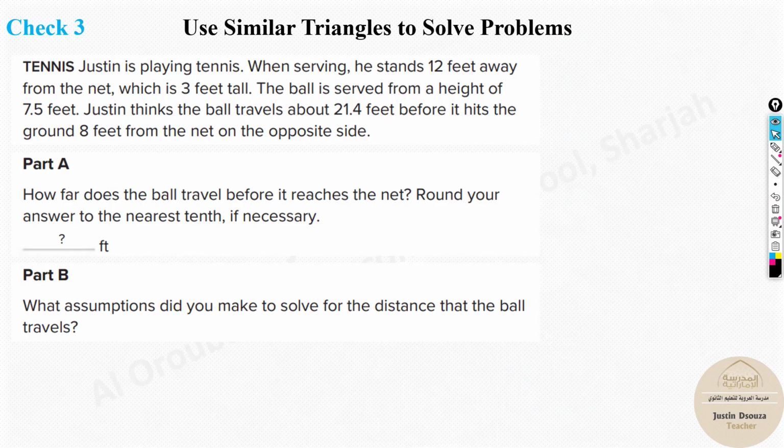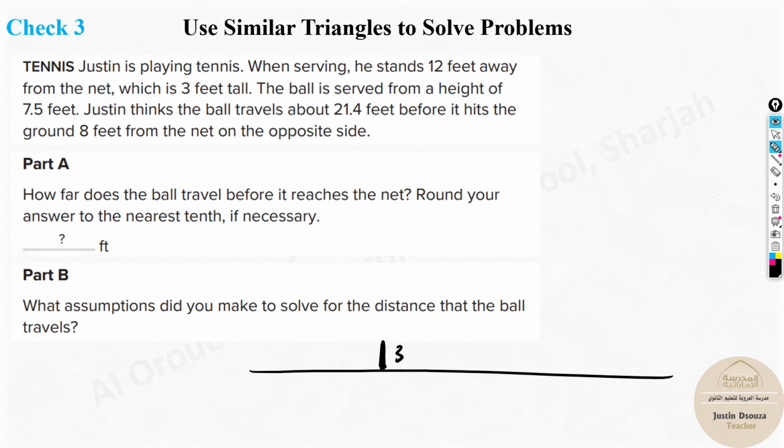That's it. So now we have a real world problem, and it's about me over here, Justin. I'm also Justin. Let's see this. Tennis. Justin is playing tennis. When serving, he stands 12 feet away from the net, which is 3 feet tall. Okay, this is a bit confusing. Let me write it out. When serving, he stands 12 feet away. So the net is important. Let's assume this is the net. Okay, this is the tennis court. This is the net. That is 3 feet. Okay.